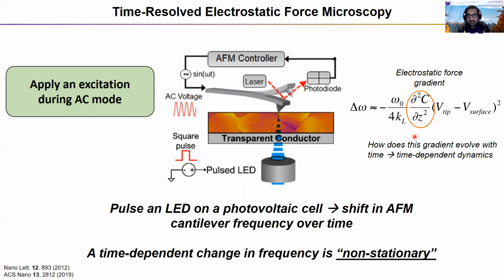So what's happening when we apply this excitation is, as long as we have a voltage between the tip and the substrate, we're causing a change in the resonance frequency. That obeys this general equation here, which, if you've read any AFM papers about even Kelvin probe or EFM, should look familiar. But this delta omega is the resonance frequency shift of the cantilever, and the term that's circled is the important part. That's the differential capacitance gradient, or the electrostatic force gradient. And so what's happening is when you apply a pulse, like say an LED that causes charge to build up in a solar cell, this term changes in a time-dependent fashion.